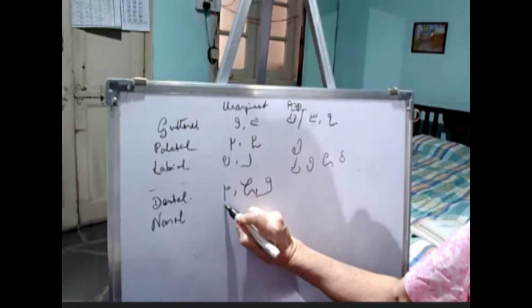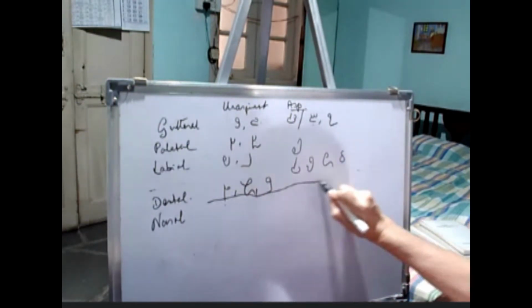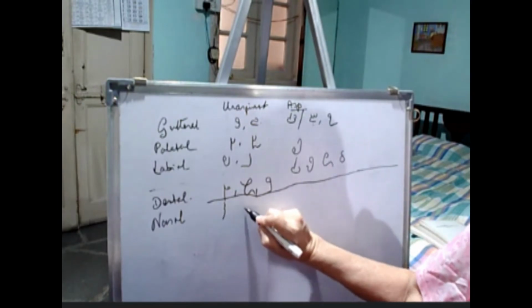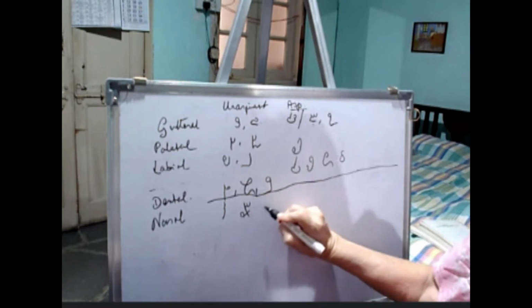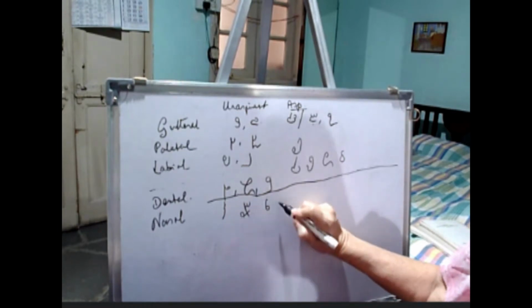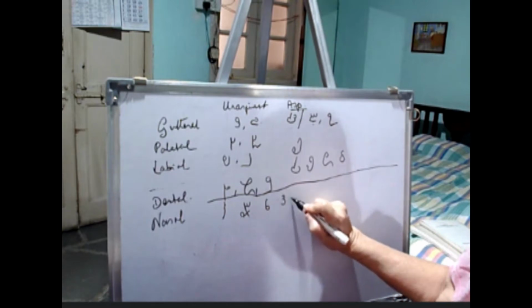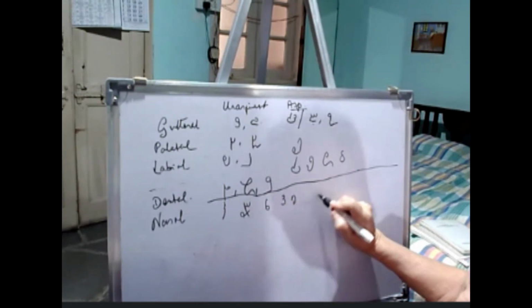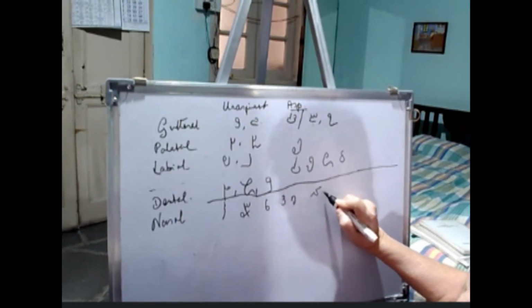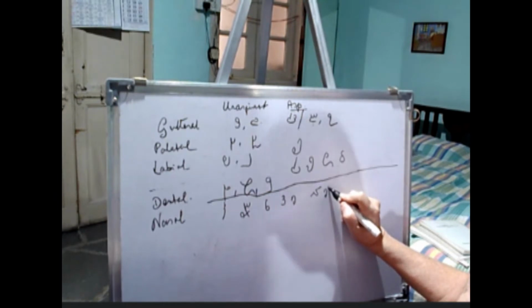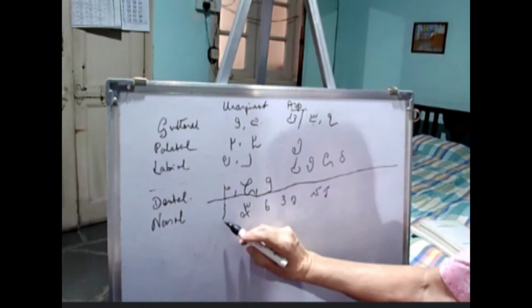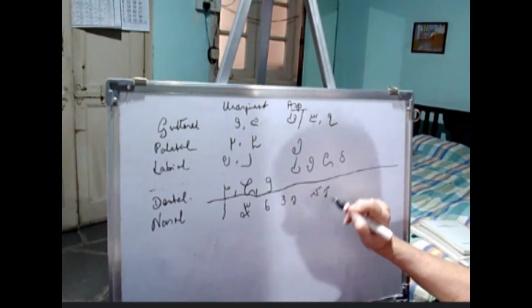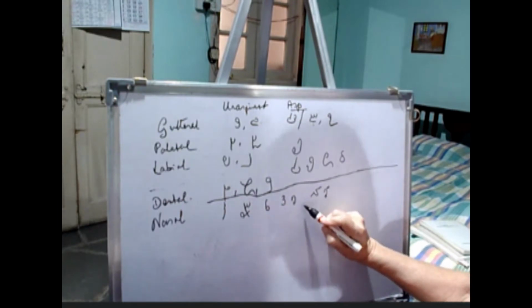So now no more aspirant and unaspirant, all are just the same. So na, na, ma, then nga. And remember to write like this, with a mark here. This is with a cap on. So na, na, ma, nga, and write this properly. Sometimes you all don't try.